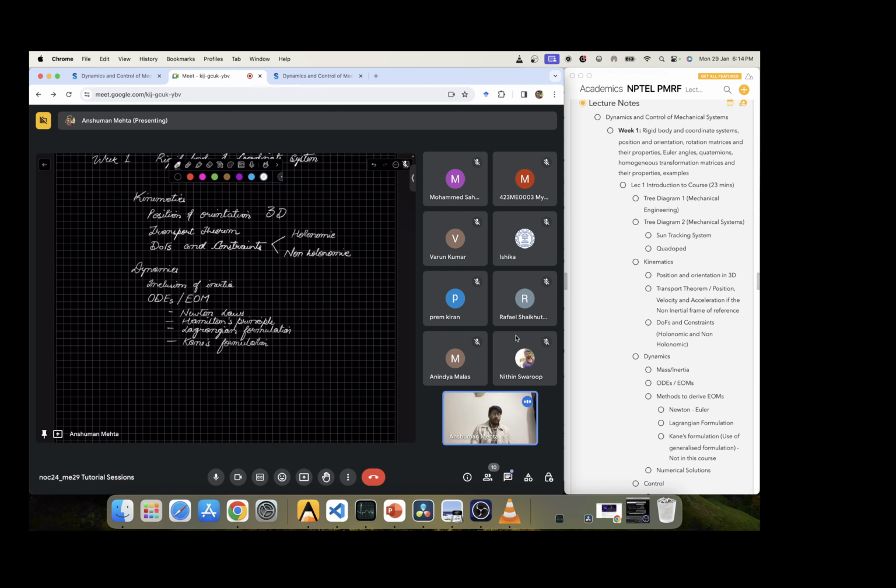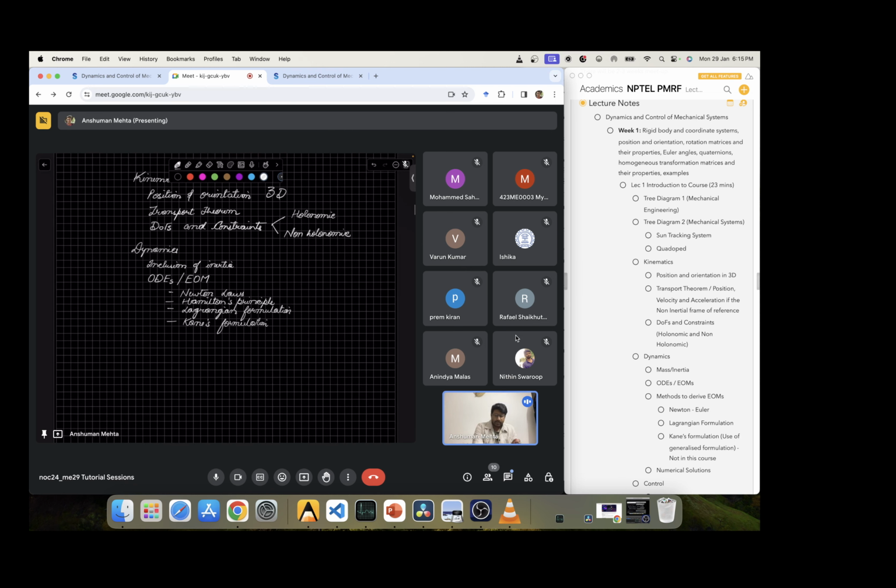So Newton law is what we have learned in our school. Now here Hamilton's principle and Lagrangian formulation have a similar origin, and the Kane's formulation is where we use generalized coordinates. So in this course we will be looking at Newton law and Lagrangian formulation.